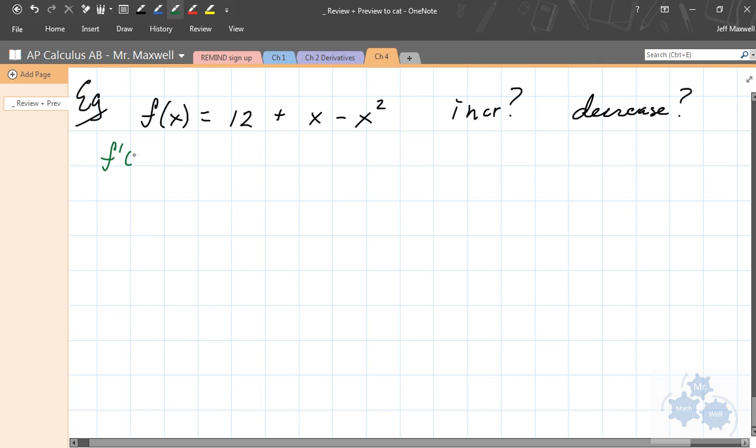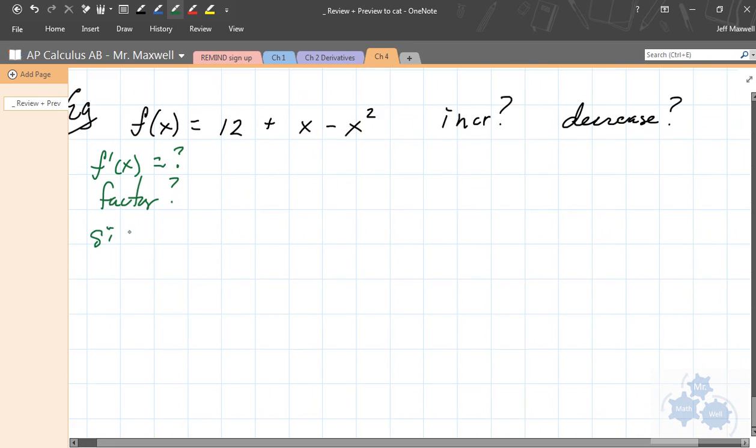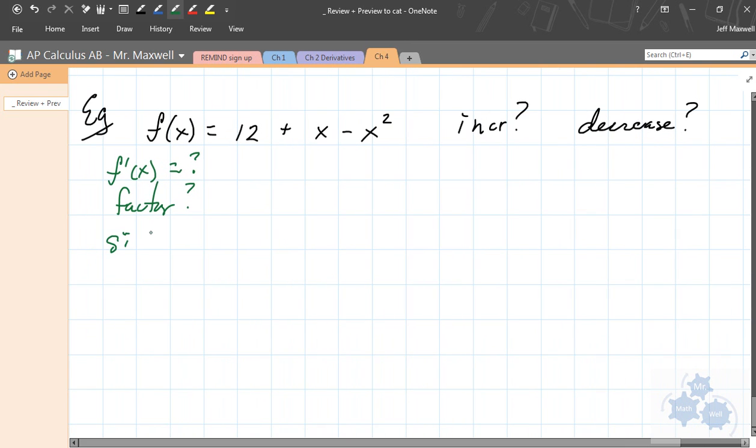You have to find the derivative first. Then you have to factor the derivative, if you can. Do sign analysis, and then state your intervals.